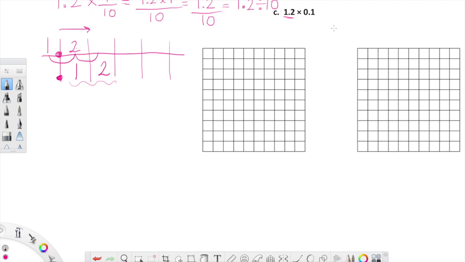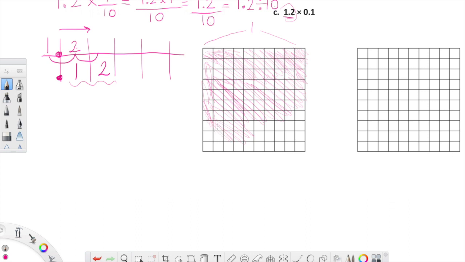Why do we have 2 base 10 grids though? Well, we have 2 100 grids, because 1.2 is 1 full, these grids represent 1 whole, plus some. So what we need to do, we're going to model 1.2 times 0.1.